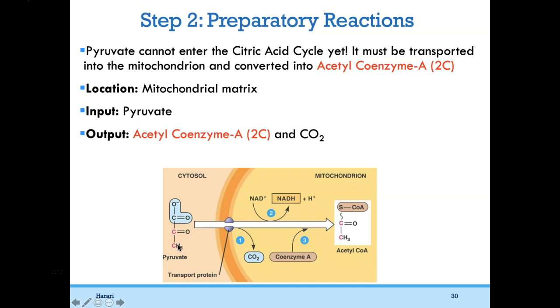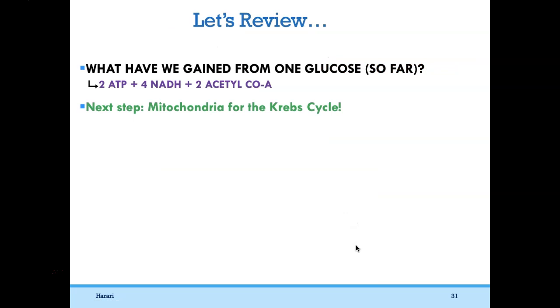Pyruvate had 3 carbons. And notice this is CO2 right here. So when you clip off the CO2, you end up with a 2-carbon product. So acetyl coenzyme A has 2 carbons. You also get NADH, but no ATP is made at all. So what we did in the prep reaction was convert pyruvate to acetyl-CoA, and now we're inside the mitochondria. So far, we gained 2 ATPs, 4 NADHs, and 2 acetyl-CoA from 1 glucose. Nothing exciting happened so far, right? We didn't really get much.